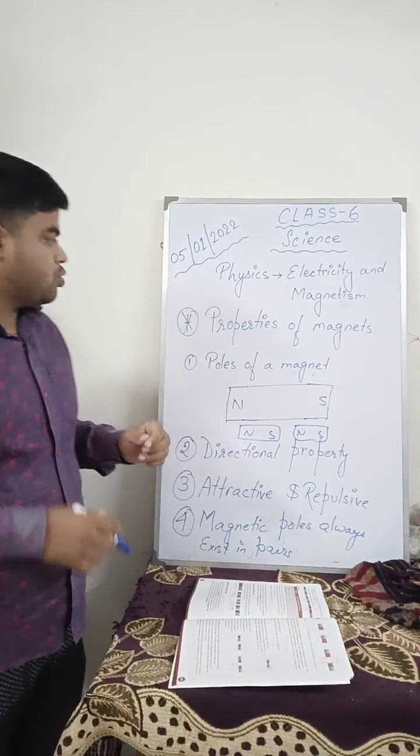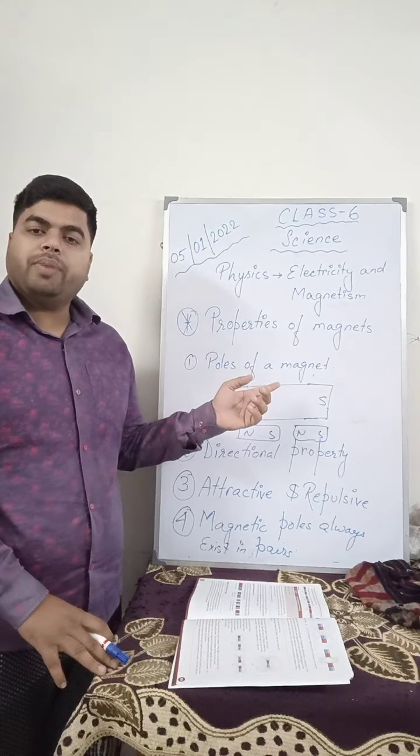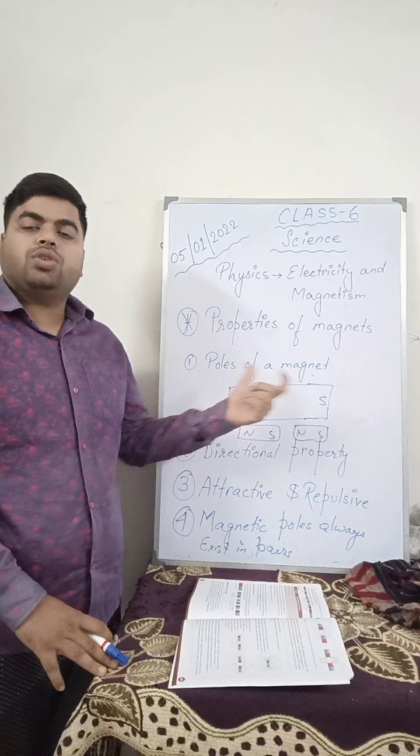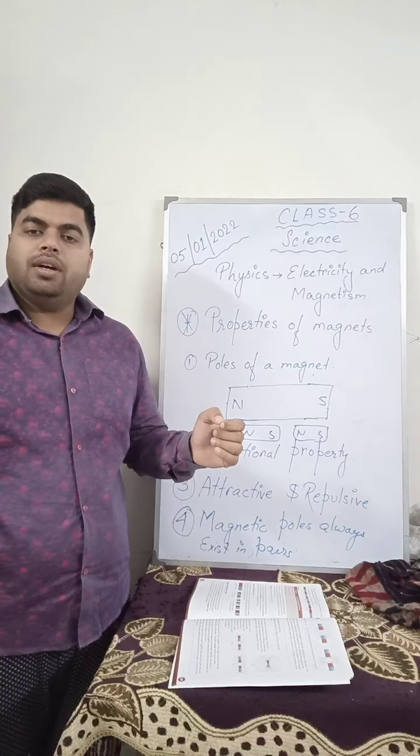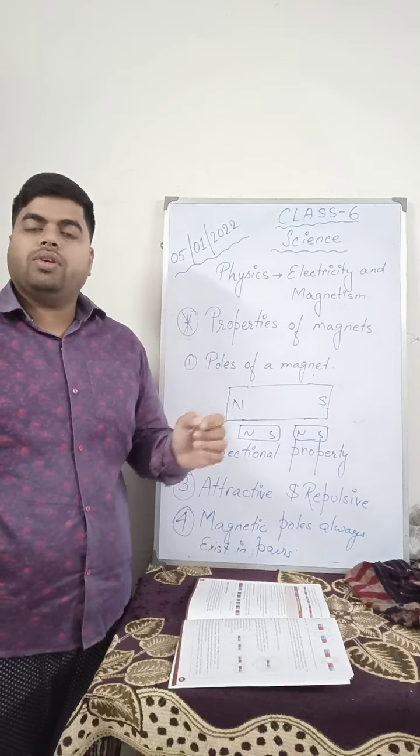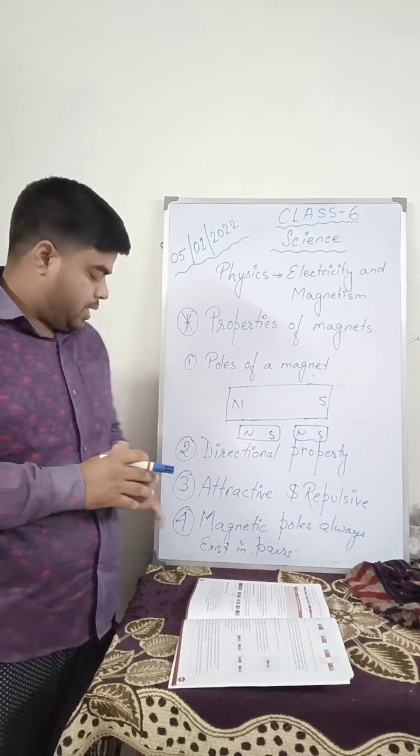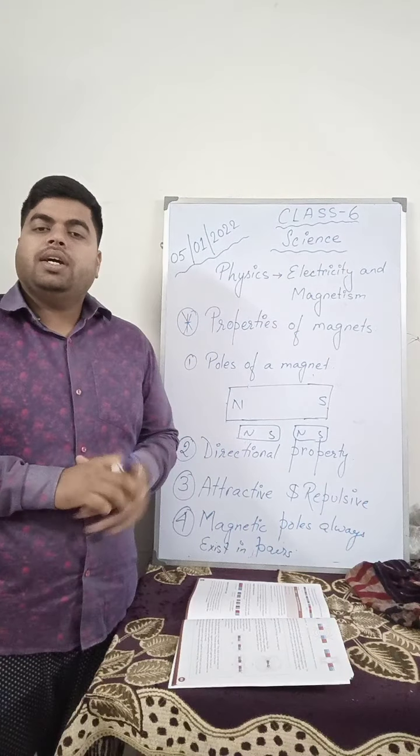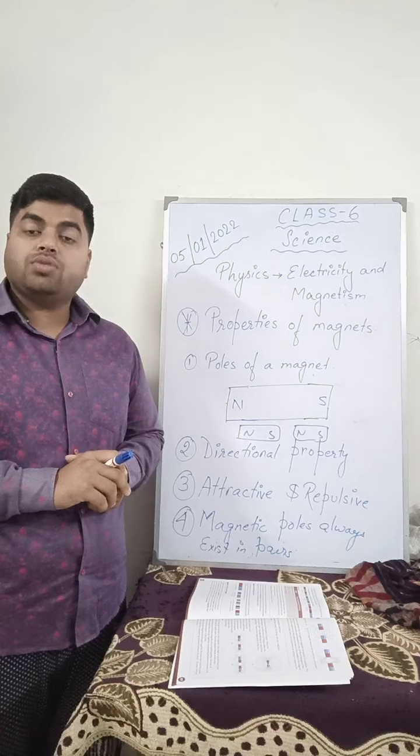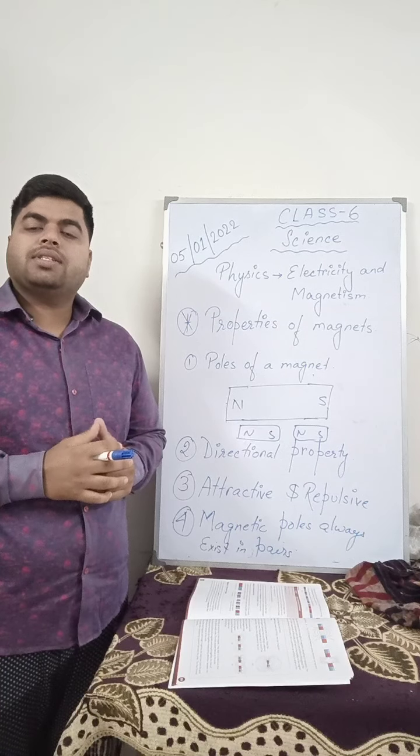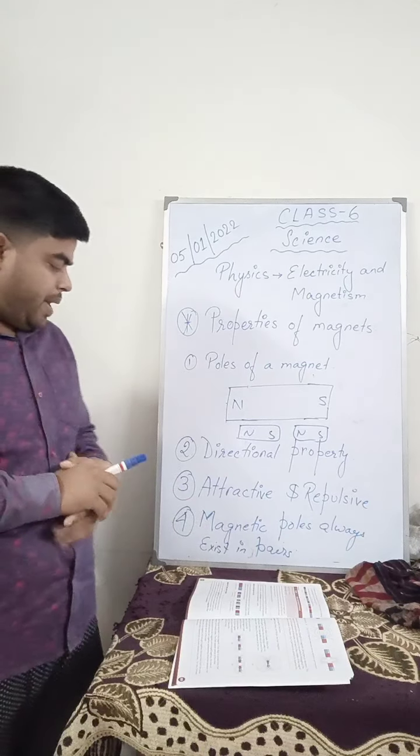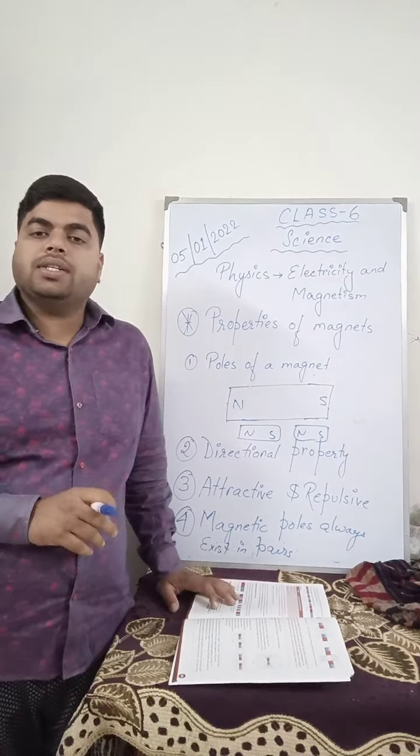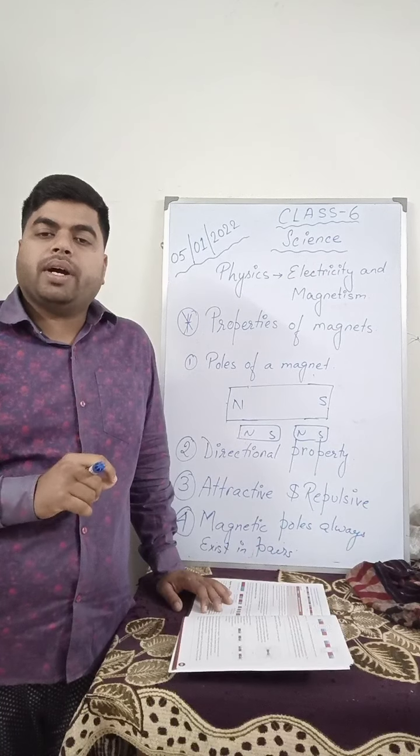So I hope all of you have understood the properties. The first is poles of a magnet, that means it has two poles, at the two ends, north and south pole. Second, directional property, that means a freely hanging magnet will always come to rest in north-south direction. Third, attractive and repulsive, it can attract magnetic substances which have magnetic property, and it repels, meaning it can move away from each other. And fourth, magnetic poles always exist in pairs. That means the two poles of a magnet will always remain in pair.